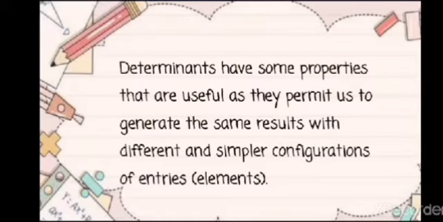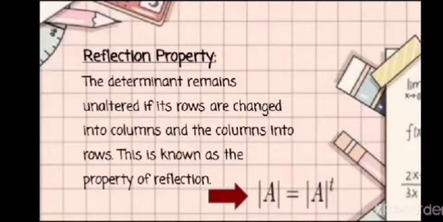So now let's explore first the reflection property. If the rows of the matrix are converted into columns and columns into rows, then the determinant remains unchanged. This property is known as the reflection property of determinants. We can also say that the determinant of the matrix and its transpose are equal. To find the transpose of a matrix, we change the rows into columns and columns into rows.